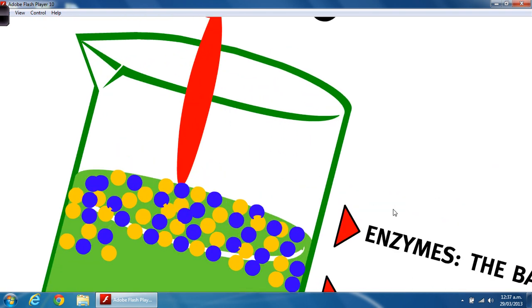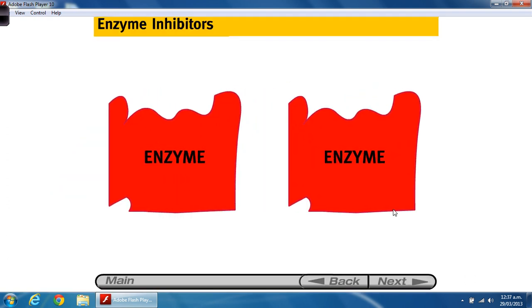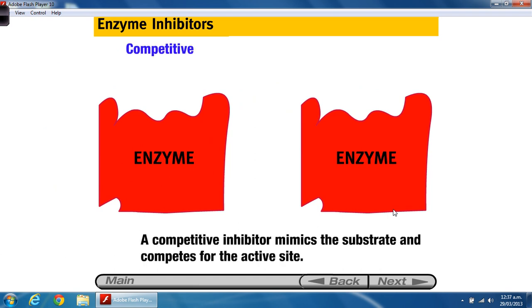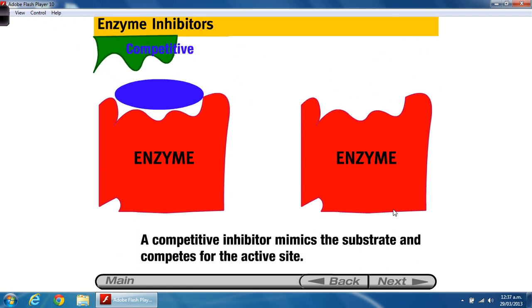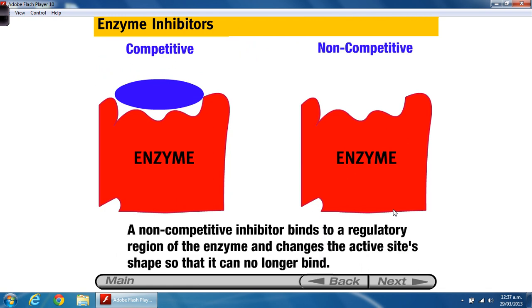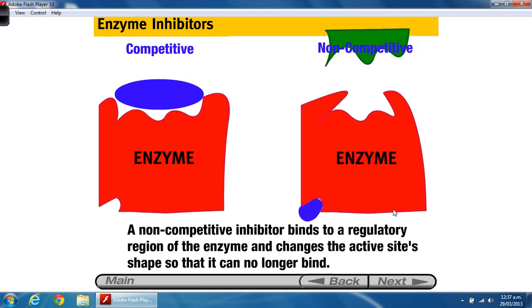So if I just go quickly one more time here. Two types of inhibitors. Alright, just wait for it to go through. A competitive inhibitor, which mimics the substrate, and a non-competitive inhibitor, which binds to a regulatory region. Alright, there we go.